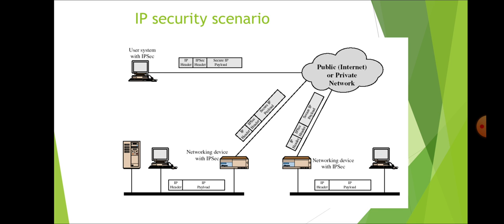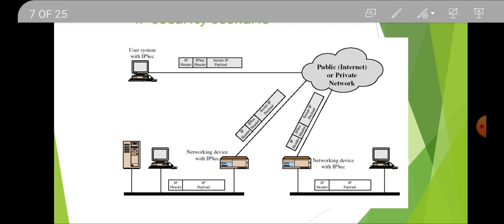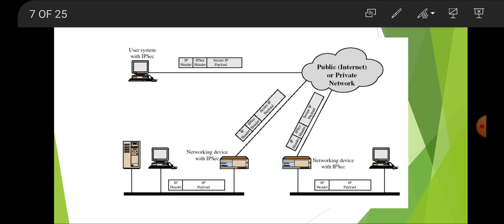Now here I have shown the IP security scenario. I hope you understand from this diagram very clearly. You can see here the user system with IPsec. This is a person who has IP security enabled. He is sending one packet of data over the internet. That packet contains the IP header, then the IPsec header, and your secure IP payload, which is nothing but your data. I am sending this packet over the internet.